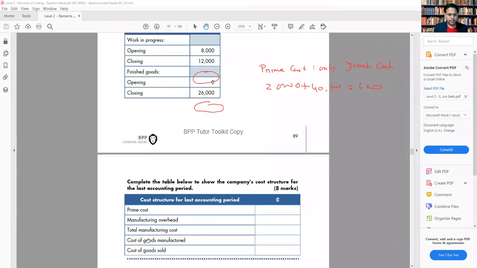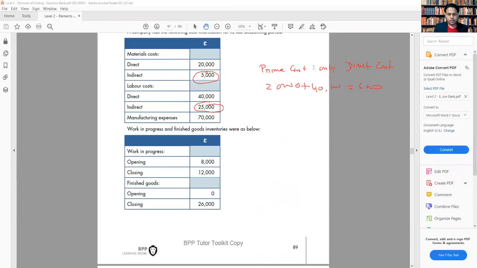And the next one, I have manufacturing overhead. How much is the overhead? Overhead means all the indirect cost. Indirect cost is called overhead, same thing. So I have indirect 5,000, indirect 25,000, and indirect 70,000. Anything that is not direct is indirect. So that is 5 plus 25, 30, plus 70, 100,000. All right, so we have these two.